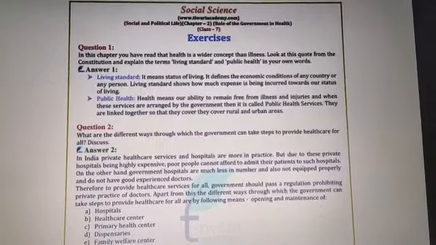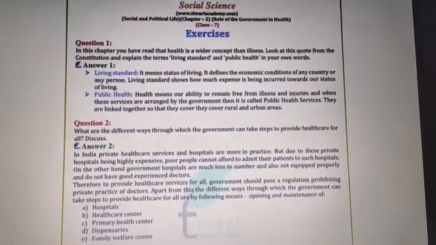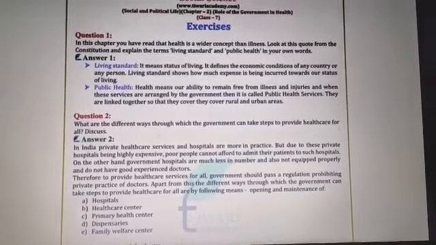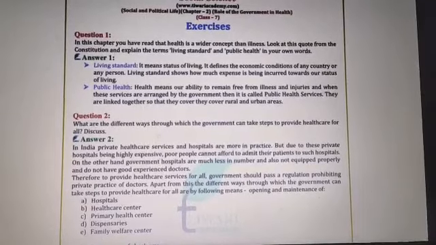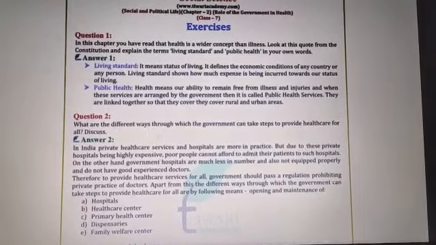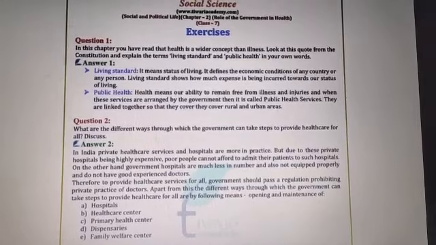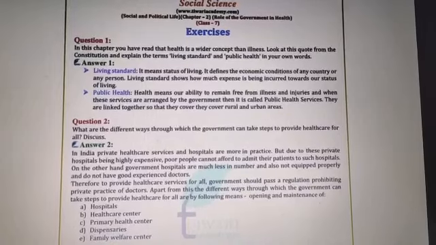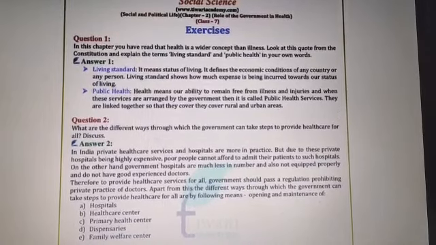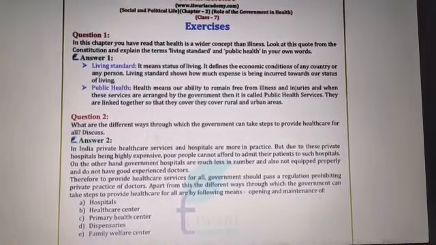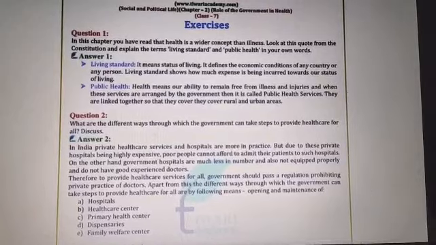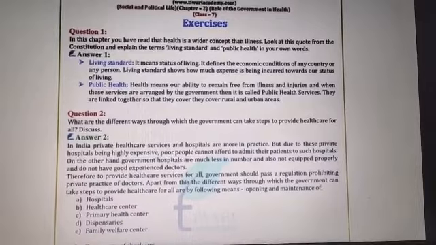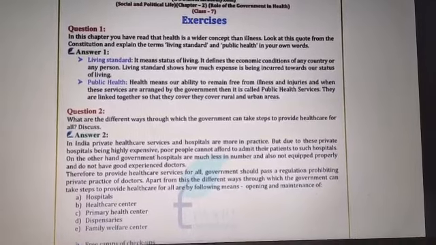High living standard means that a person can purchase anything that he wants. Low living standard means the person is even unable to earn the money for their food and water. So living standard means status of living. It defines the economic conditions of any country or any person. Living standard shows how much expense is being incurred towards our status of living.